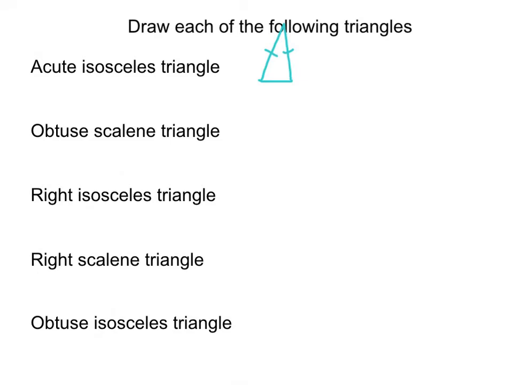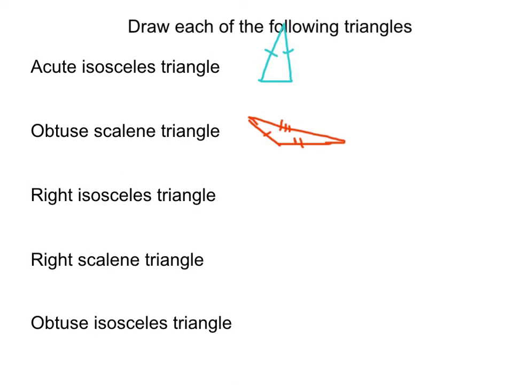This next one says it's an obtuse scalene triangle. So I'm going to start by drawing an obtuse angle. And then I'm going to make sure that all of my lines are different lengths. If you're not quite sure your drawing is good enough, you can put a different number of tick marks on each side, which represents that all three sides are different lengths. So all three sides are different, which makes it scalene, and it's obtuse because I have one angle that's more than 90 degrees.